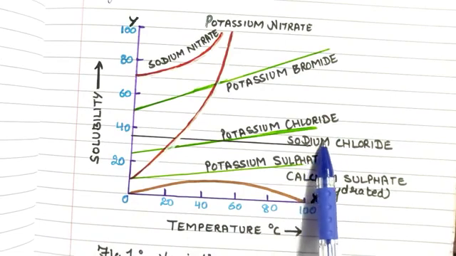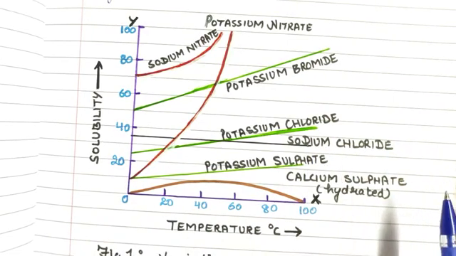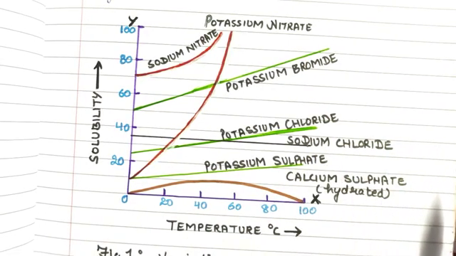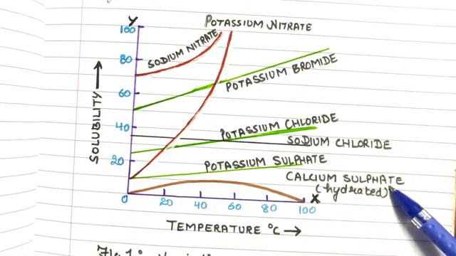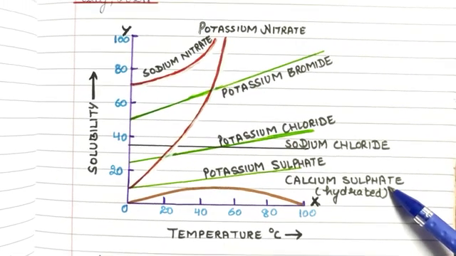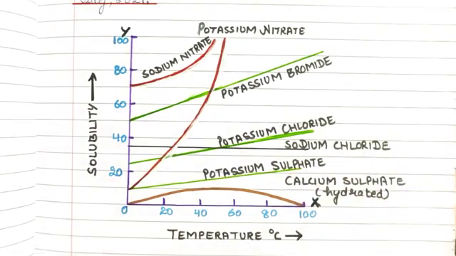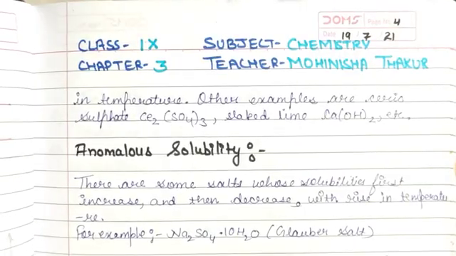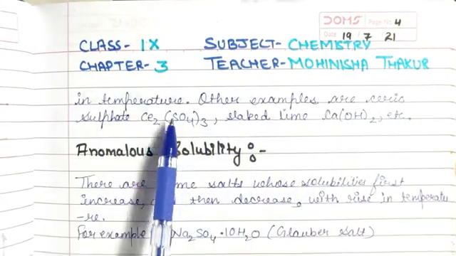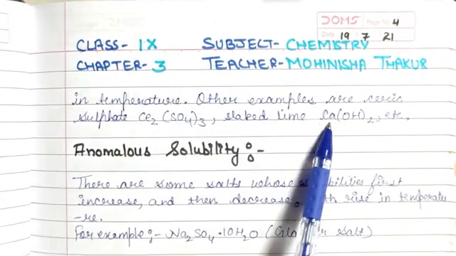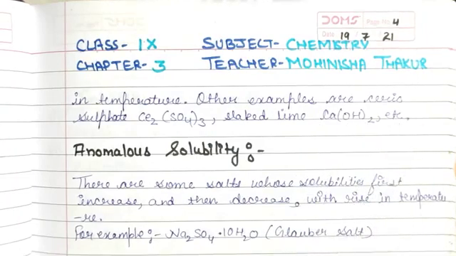And the solubility curves of substances like hydrated calcium sulfate, which is CaSO4.2H2O, show that there is decrease in their solubilities with further rise in temperature. Other examples are cerium sulfate, which is Ce2(SO4)3, slaked lime, which is Ca(OH)2, etc.